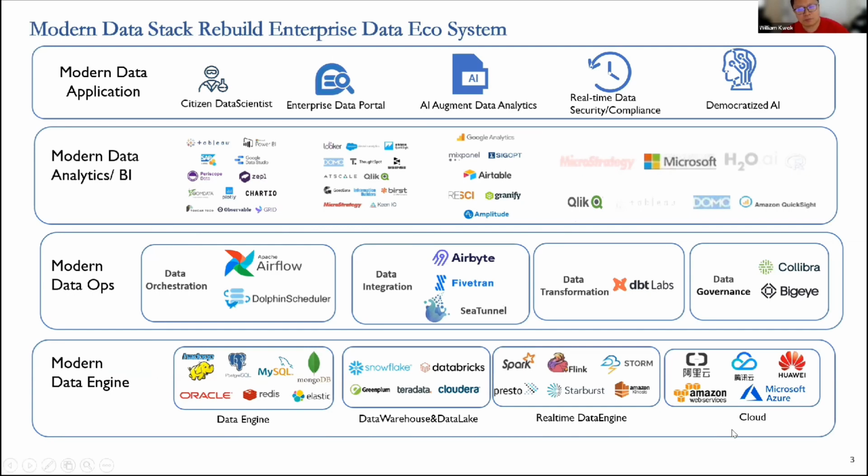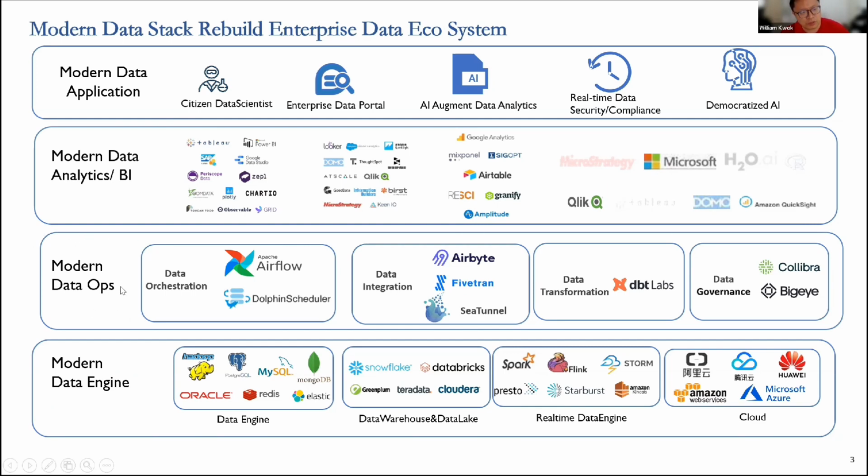And also we have cloud to support our data processing. And we have what we call modern data analytics. There are many BI tools now. And now we have many modern data applications like citizen data scientist, enterprise data portal, AI augmented data analytics, real-time security, or democratized AI. Then how do we use these tools to support the enterprise in building a very good big data platform?